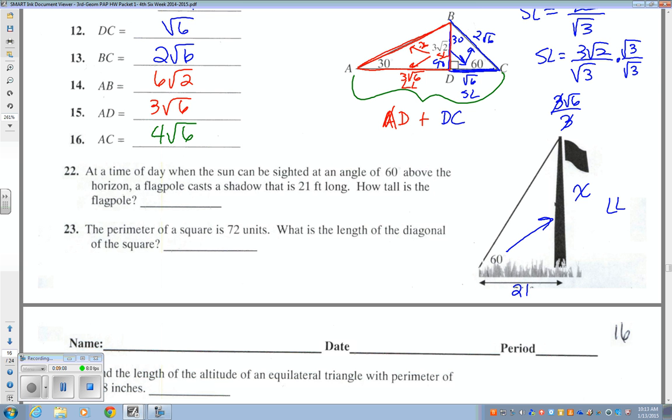So 21 represents what part? Short leg. All right, so what do I do to go from short leg to long leg? Multiply by square root of 3. So my final answer would be 21 root 3.